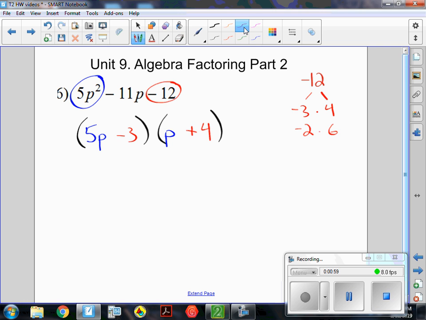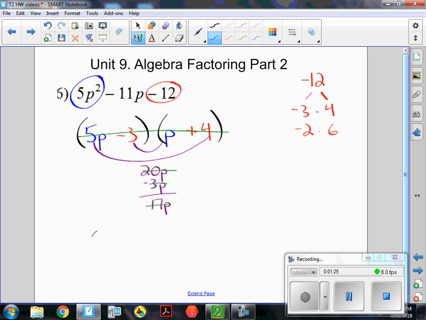So when you do the rest of the distributing, 5p times 4 gives you 20p. Negative 3 times p gives you negative 3p, and that equals 17p. 17 is not what we wanted. We wanted 11. So I'm going to maybe keep it there to remember what I did, but having a negative 3 and a positive 4 in the first and second didn't work.